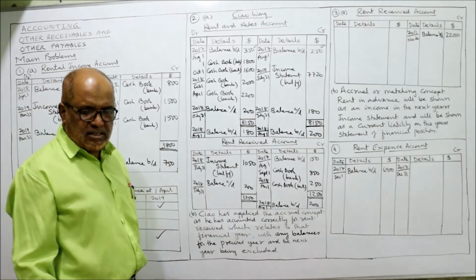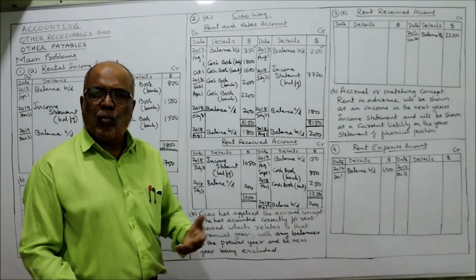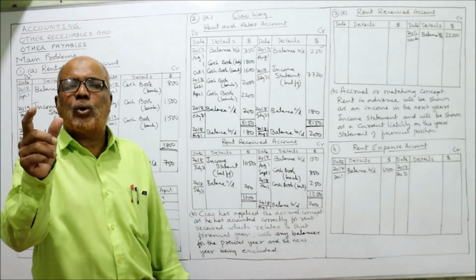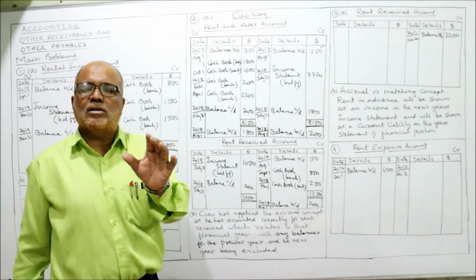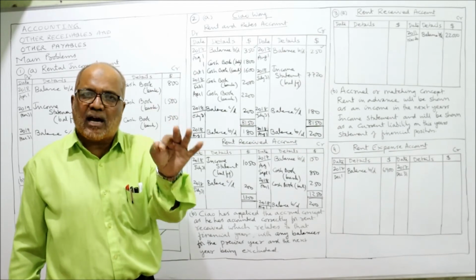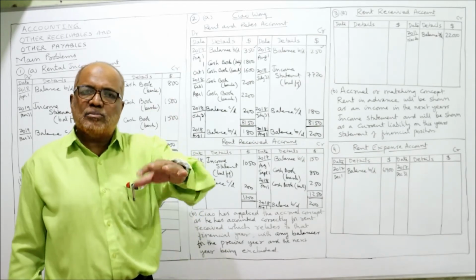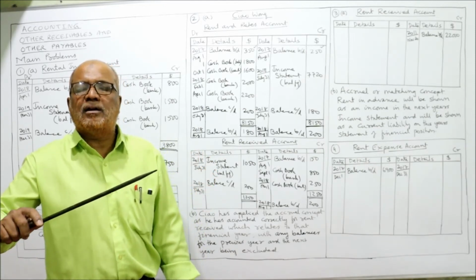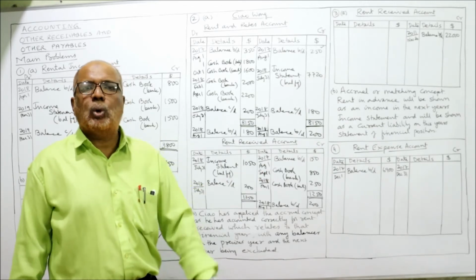Now the last one is asking why all these adjustments are to be made. Because we are following the accrual accounting concept. In accrual accounting concept, we consider only current year income and current year expenses. Any incomes or expenses not related to current year will be transferred to the next year, removed, excluded.